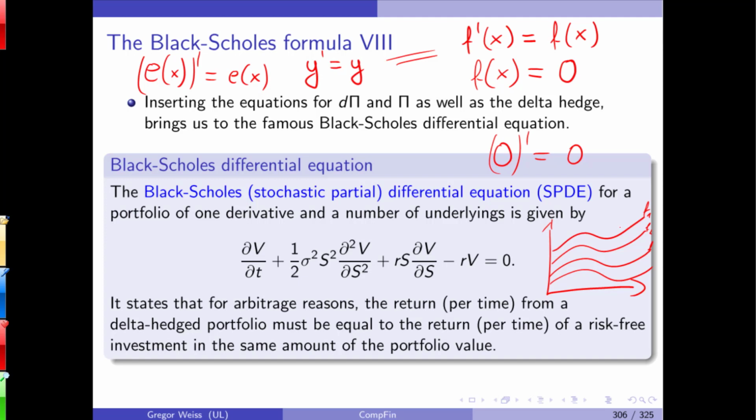And how can you find a unique solution? By fixing a starting or a terminal value. For example, if I say f of 0 should be 1, then obviously this is the unique solution. I'll repeat this in German and then I'll leave you to it.